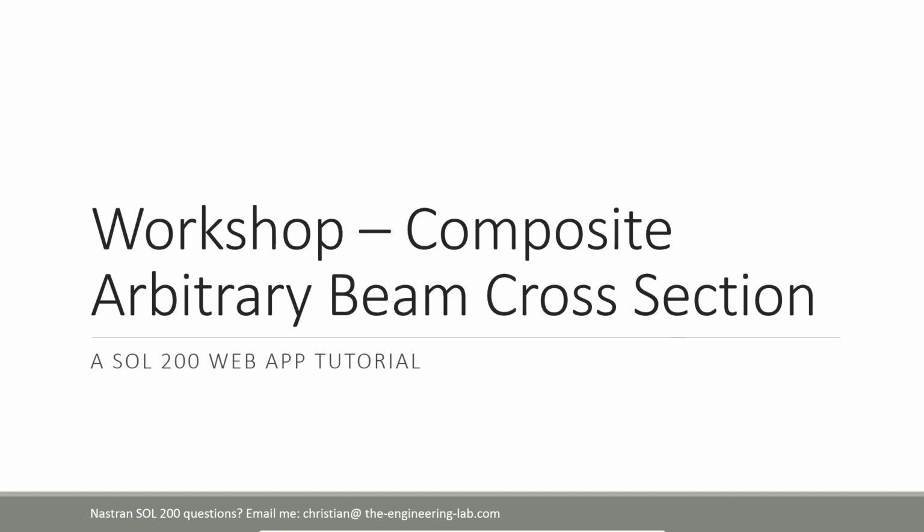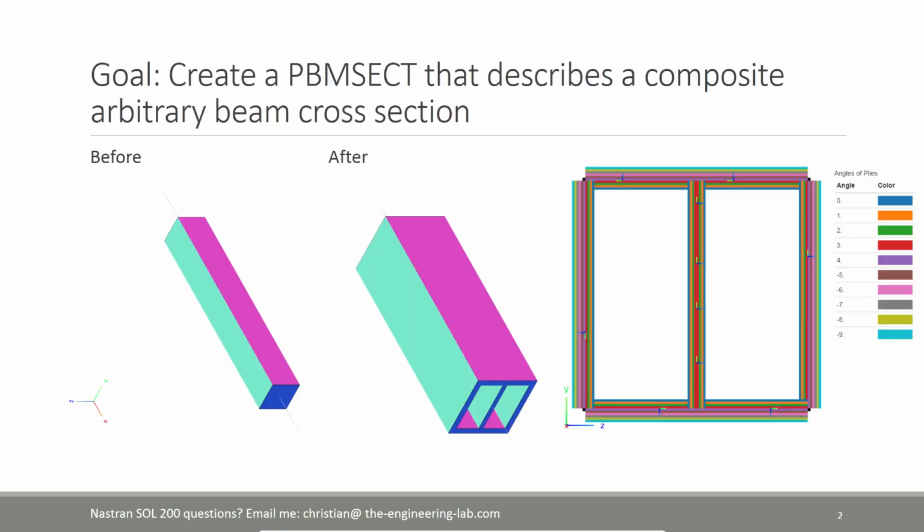In this tutorial, we are going to use the PBMSECT entry to define an arbitrary beam cross-section composed of a composite laminate. My name is Christian Aparicio, and I'll be going through this tutorial with you today. Now, this is what we have.